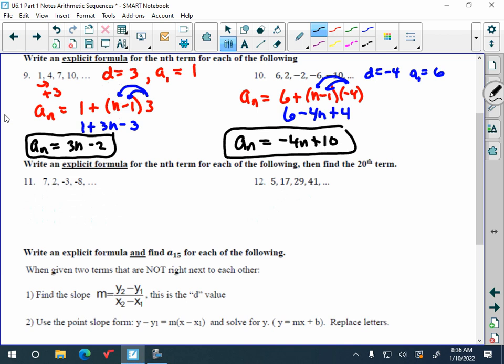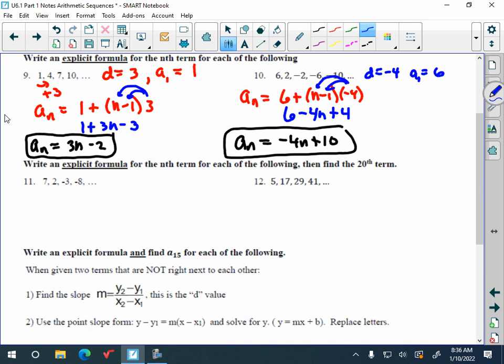All right, so now what we're going to do is the exact same thing. We're going to write an explicit formula, a rule, for this sequence that's given. Then we're going to take that rule and we're going to find the 20th term. So once we have our rule, we can plug 20 in for n, and then just use order of operations to find the 20th term. So this rule allows us to find a certain term in the sequence without having to write out all 20 terms. That would take a long time.